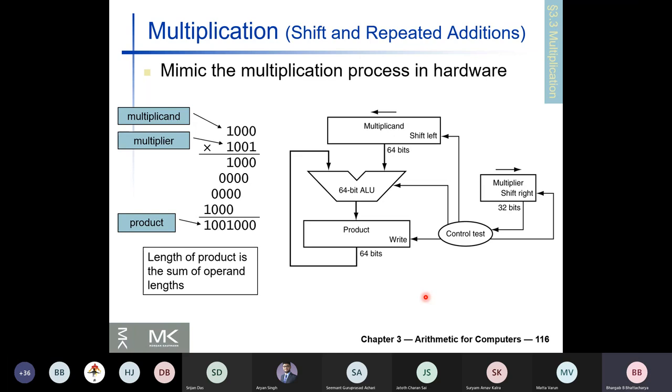But as you see, this is essentially a sequential process. So you have to wait for 32 cycles anyway, right, in order to complete this product. Okay, so let us look into this in a little bit more detail.